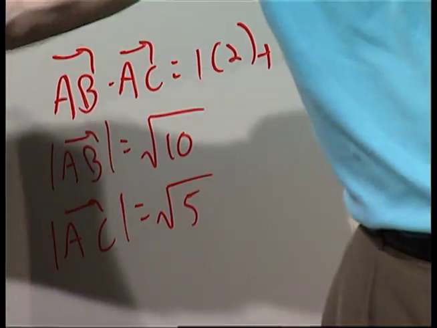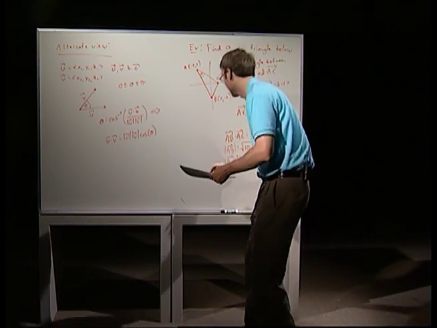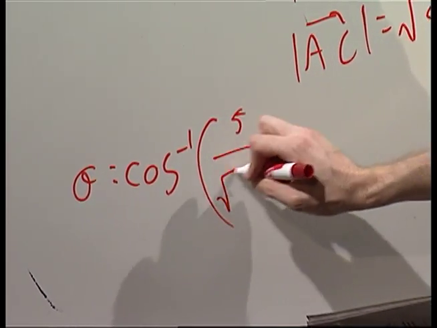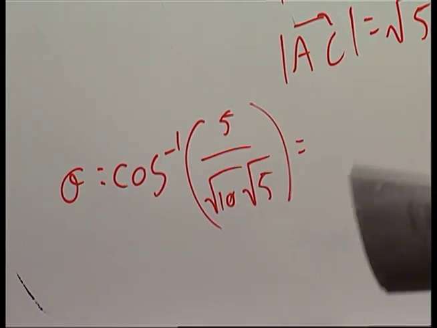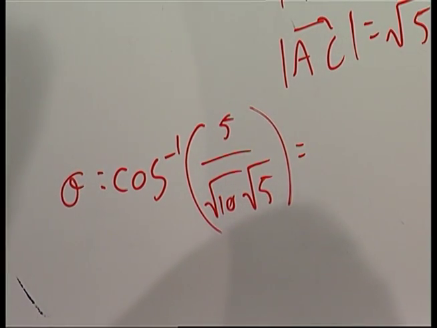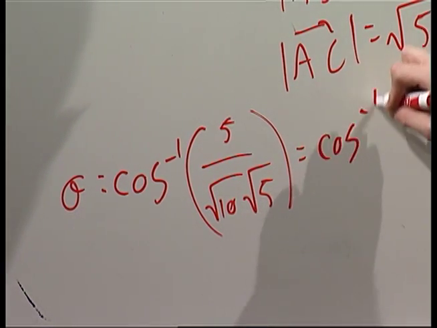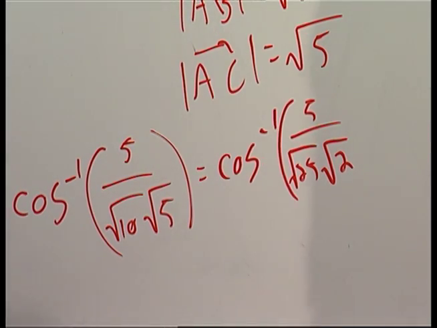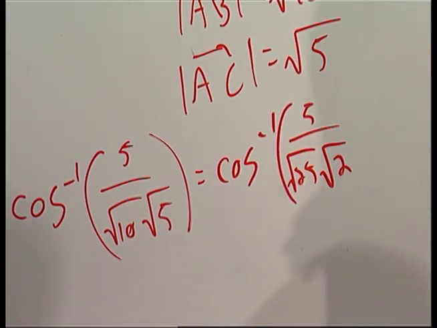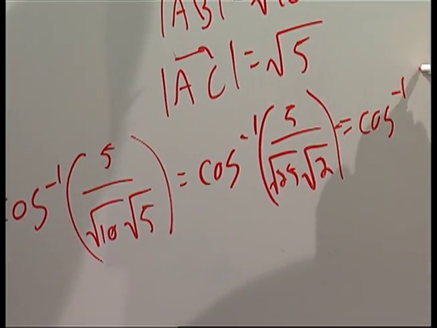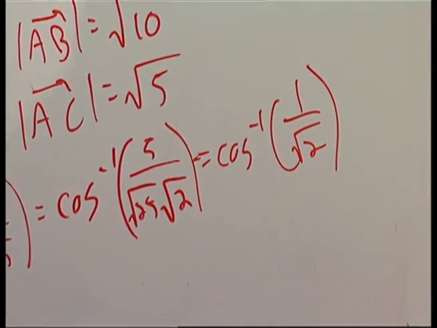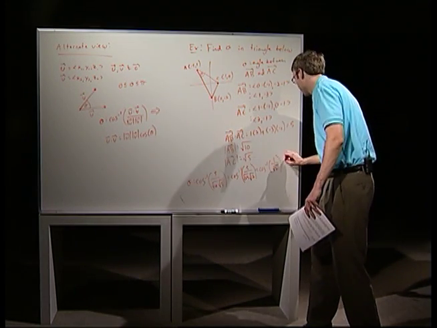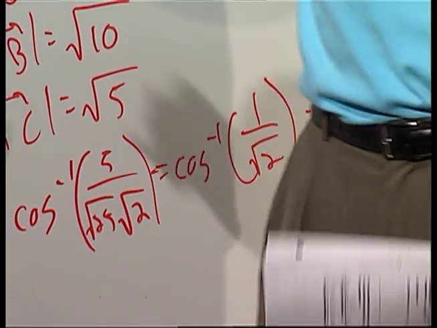So now I have everything I need to do over here, right? So let me come down here. So theta is the cosine inverse of my dot product, 5 over root 10 root 5, right? That's root 50, which is root 25 times root 2. So this winds up being cosine inverse of 5 over root 25 times root 2, right? That's root 50 also. So the 5's will cancel. This will end up giving us cosine inverse of 1 over root 2, right? So now we're asking what is the angle between 0 and pi that has cosine 1 over root 2? We know it's pi over 4. Right, so this is a 45-degree angle here, pi over 4.